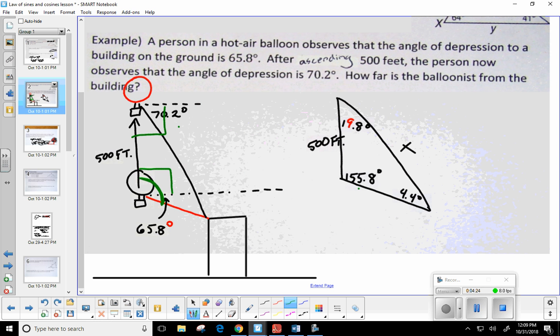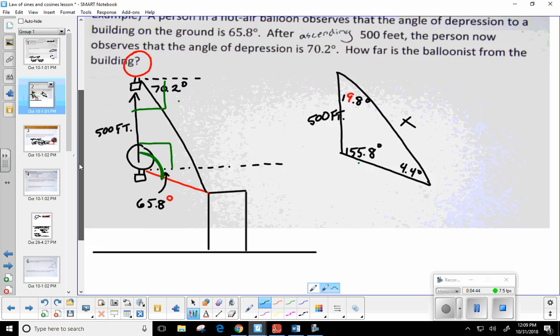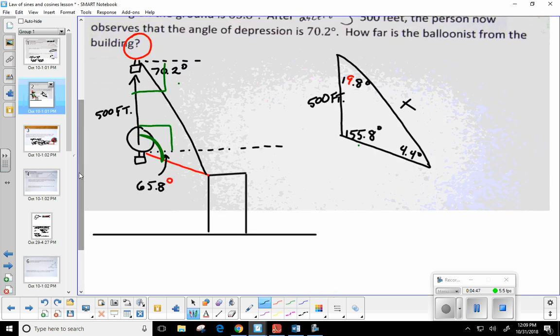Okay, so after the balloon rose 500 feet, we're just looking for the distance that he is now from that building. So it'd be the side across from that obtuse angle. All right, so we have our diagram here. Now, remember, in order to use the law of sines, you need what's called a pair. Well, what pair do I have here? Yeah, we not only have 4.4, but we have the angle across from it.